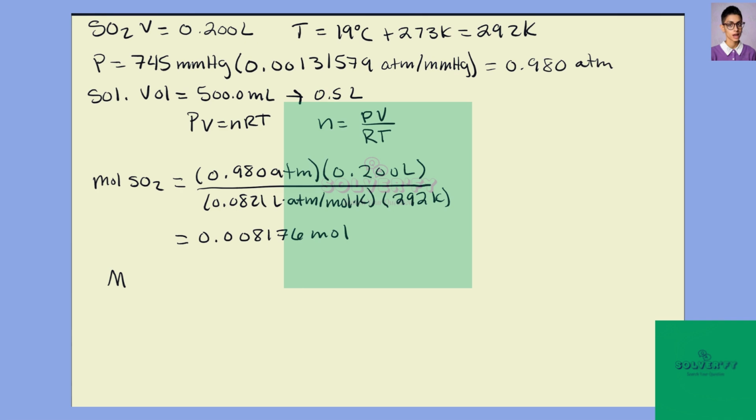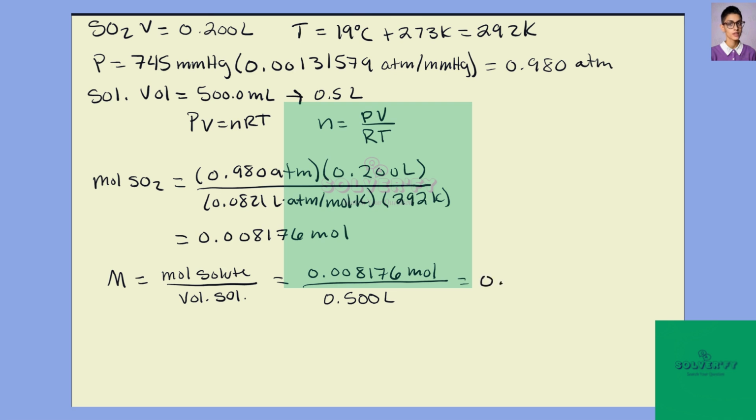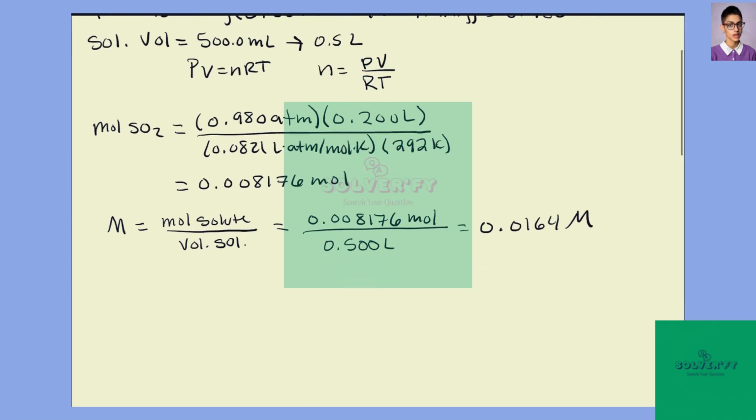So molarity is equal to the moles of solute over the volume of the solution. So we know that this is our number of moles of sulfur dioxide, 0.008176 moles, and we know that our solution is 0.5 liters. So the molarity is equal to 0.0164 molar.